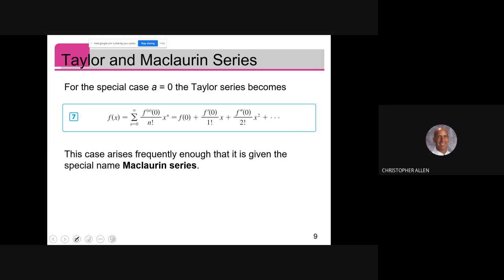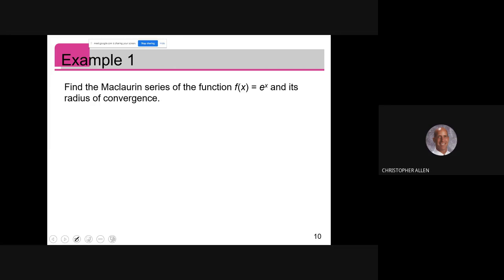Special case when a is equal to 0. By the way, when it's 0, guess what we call it? Maclaurin. Guys, in fact, this should feel very much like deja vu. This should feel very much like section 8.7, except back then we were calling it a Maclaurin polynomial, a Taylor polynomial. So we're just saying now, instead of it just having a finite number of terms, it's going to have infinitely many terms. So let's look at it again.